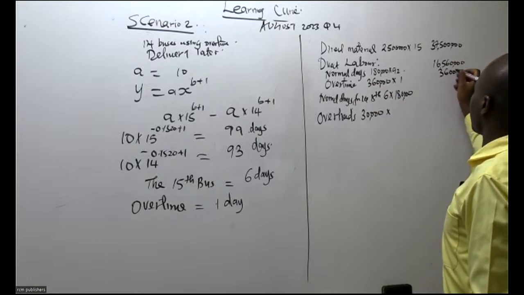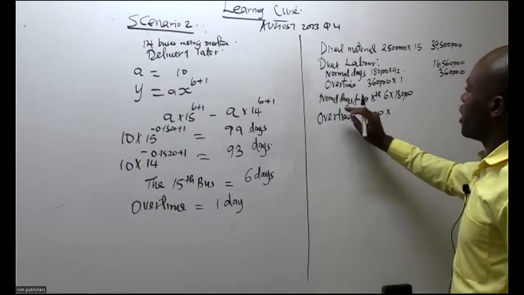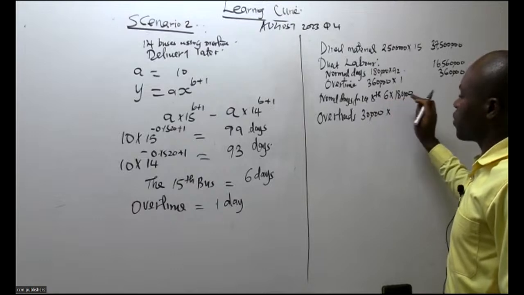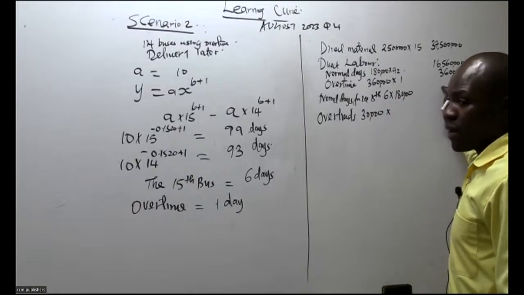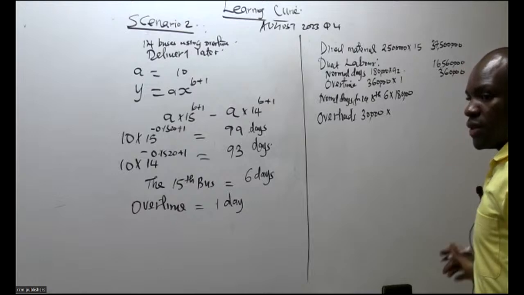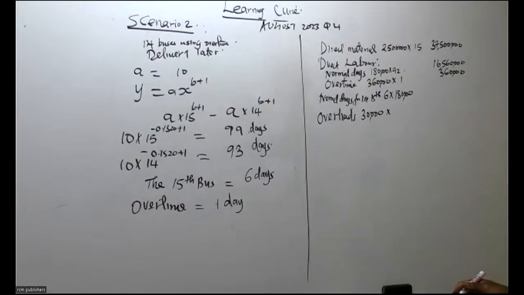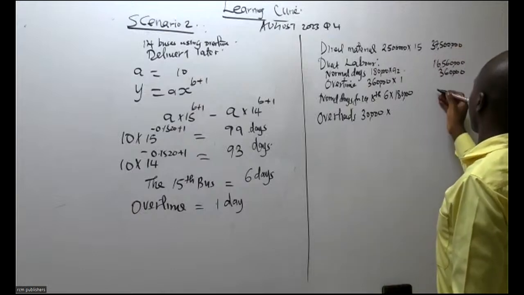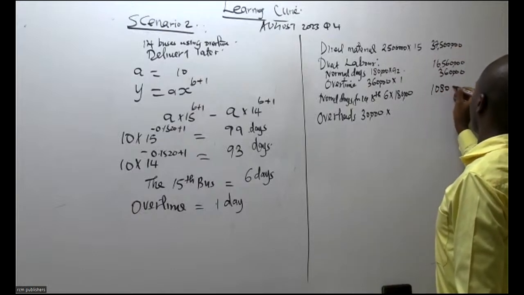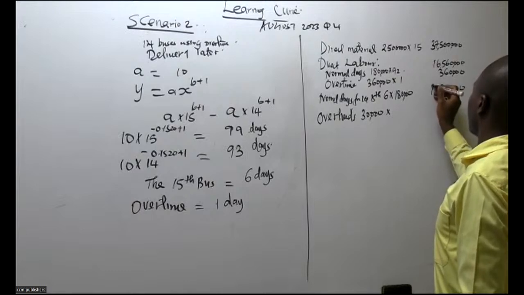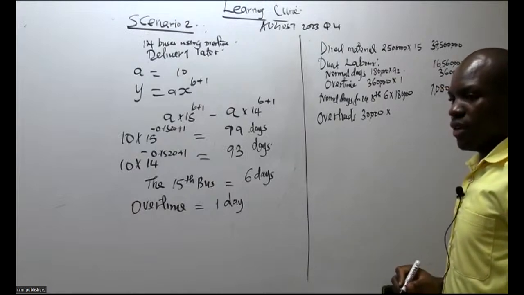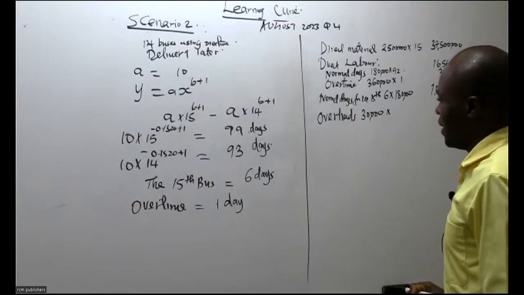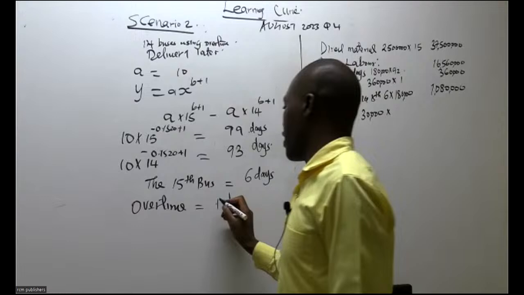Is it? Good. Then normal days for the 15th bus will be 6 days times 180,000. Tunakuwa na ngapi hapa? 6 by 180,000. 6 by 180. Is it 1,080,000? 1,080,000. Good. Now, overtime. This is where I want to see whether people are following what we are doing or they are copying notes.